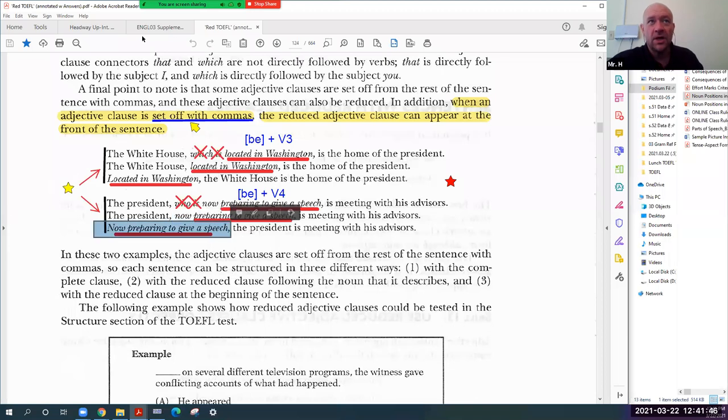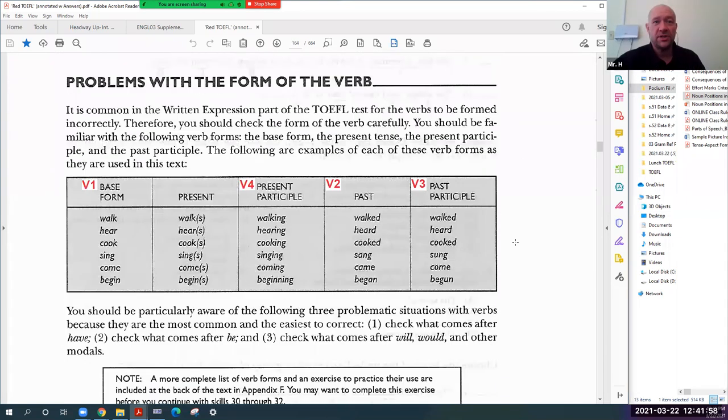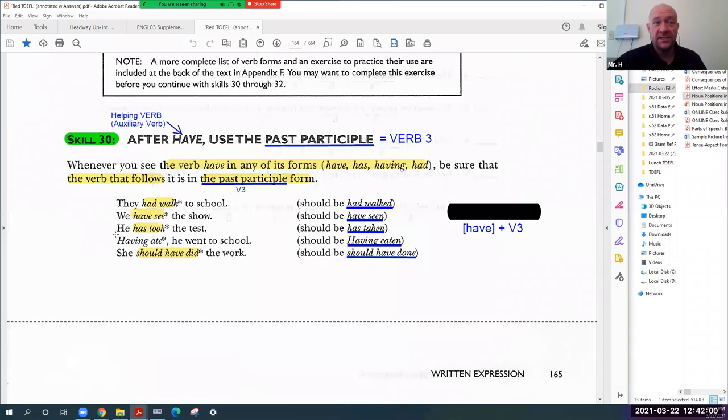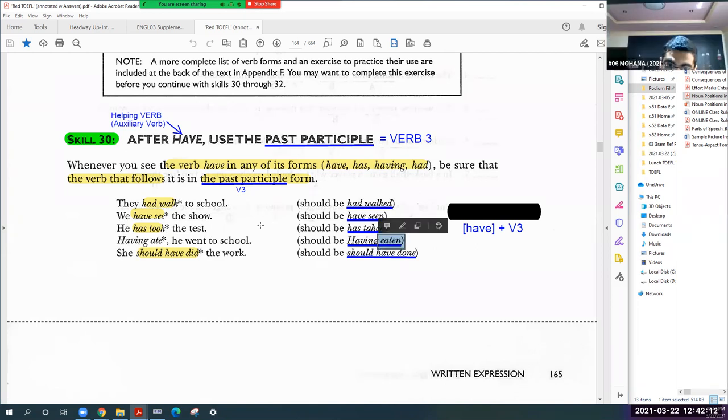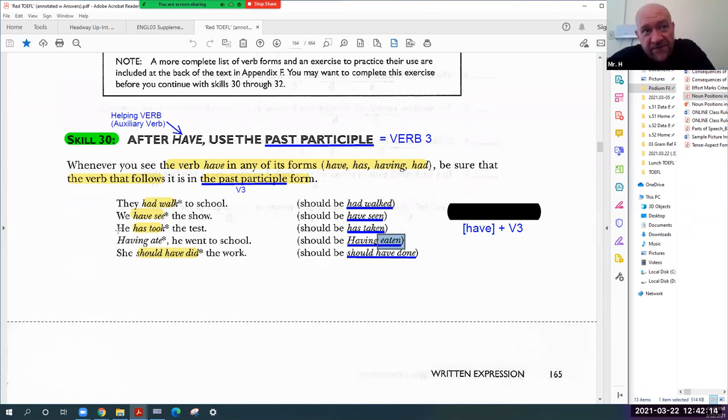Okay, so let me go back to the page that we're doing. What page are we on, you guys? 164. Okay, so back on the page that we're doing, this is a reduced adjective clause at the beginning. But what is the problem? Obviously, what's the problem here? Verb 3. You must put verb 3. So this is a formula problem, gentlemen. It's a formula problem. Okay?